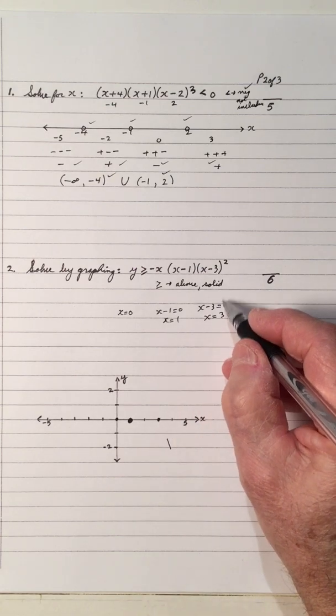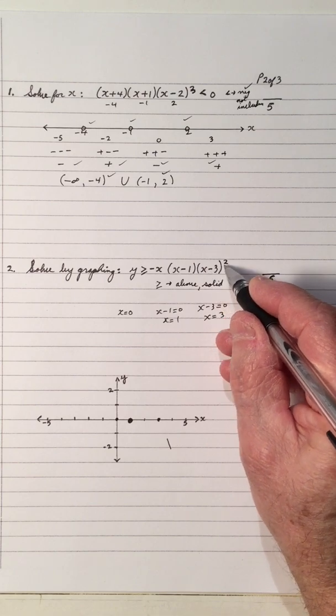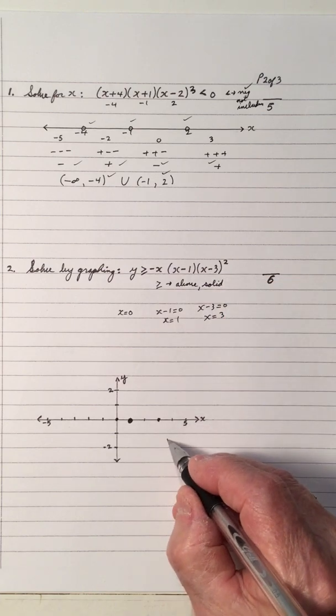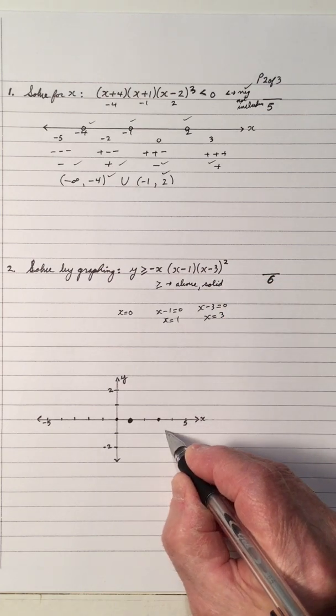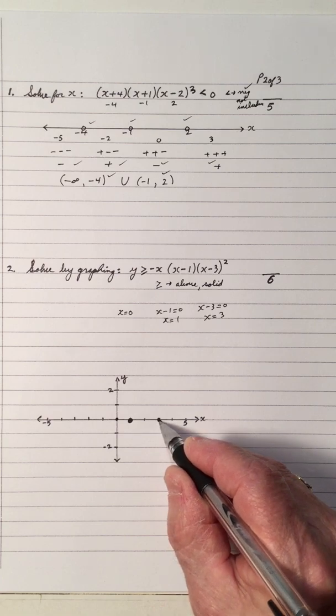And notice, this is a square. So x minus 3 is squared, so the x-intercept is 3. Because it's squared, it will be tangent and bounce off. So I'm coming up towards 3. It'll bounce off. It'll come down.